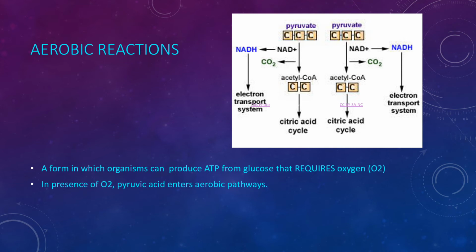Aerobic reactions are a form in which organisms can produce ATP from glucose in cellular respiration that requires oxygen. Aerobic reactions include synthesis of acetyl coenzyme A, the citric acid cycle, and the electron transport chain. It begins with pyruvic acid moving from the cytosol to the mitochondria. Pyruvic acid is used to produce acetyl-CoA. The end products are carbon dioxide, water, and up to 36 ATP per molecule of glucose.